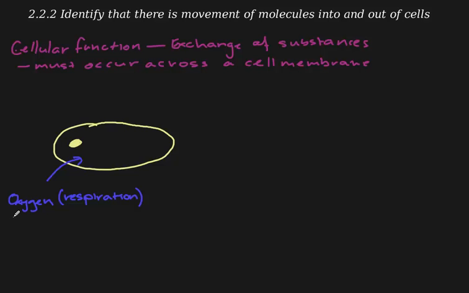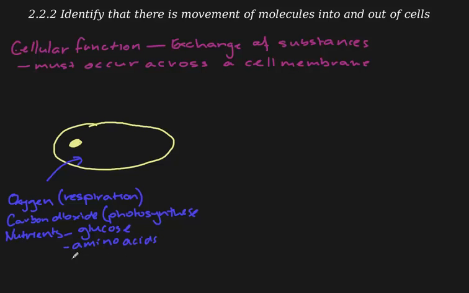Plants also require carbon dioxide, and that's for photosynthesis. Plants also need a lot of nutrients brought into cells. These nutrients include glucose for cellular respiration, amino acids for the production of proteins, as well as lipids and water.